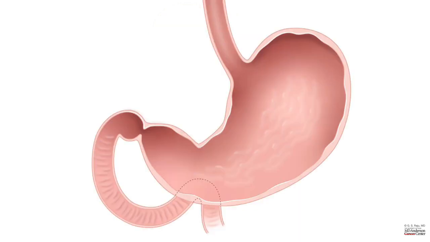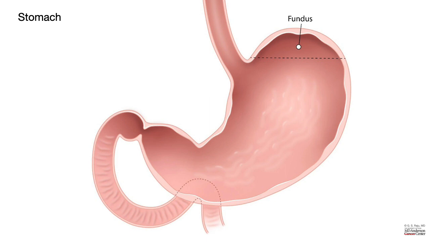So the stomach is connected to the esophagus at the GE junction. And once you enter the stomach, the first portion close to the GE junction is known as cardia of the stomach. And then if you turn to the left and up, you see the fundus of the stomach.